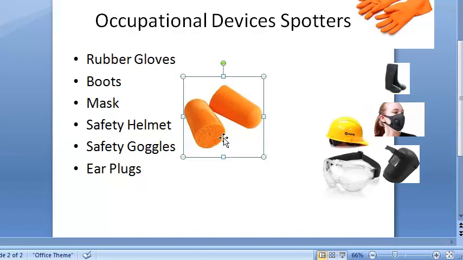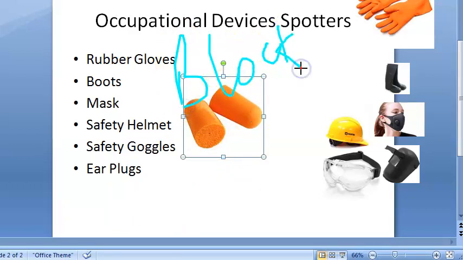And what is the mechanism of action? It helps in noise control. How? By blocking the path of noise from the source of the noise to the ear. It is going to block the path. Basically, it is stopping conduction.